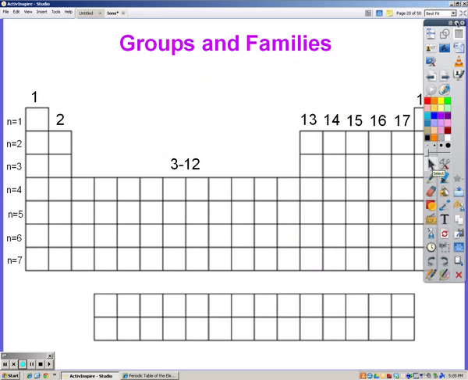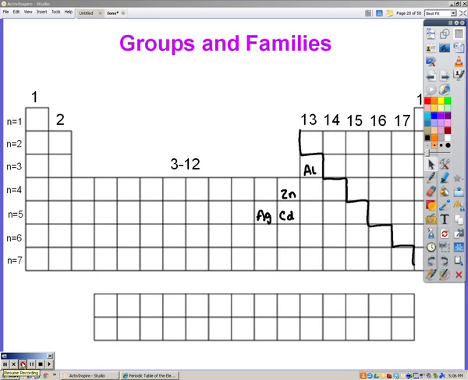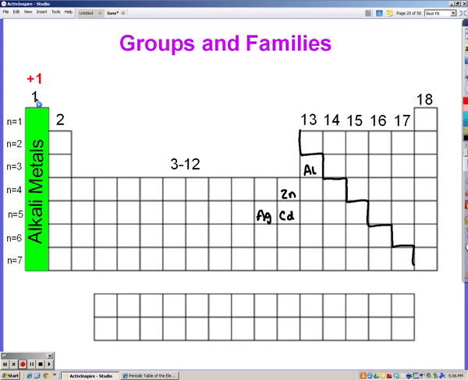Okay, so looking at your groups and families, remember that group 1A always has 1 valence electron. So group 1A is always going to lose 1 electron. And so everything in group 1A, which is the alkali metals, should have a +1 charge when it makes an ion. You have 2 valence electrons in the alkaline earth, and so they're also going to lose 2 electrons, giving everything in group 2A a +2 charge.